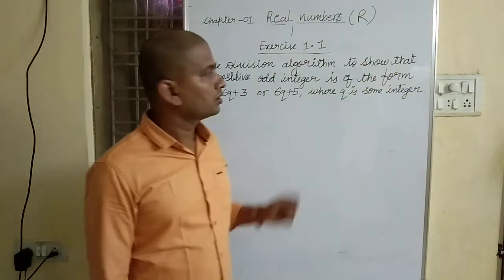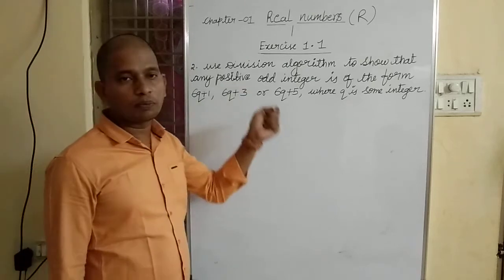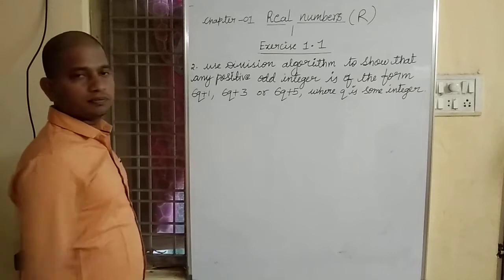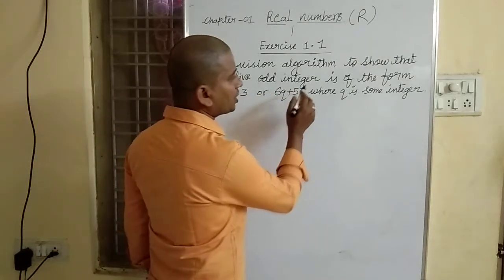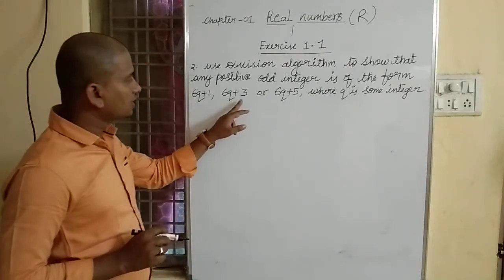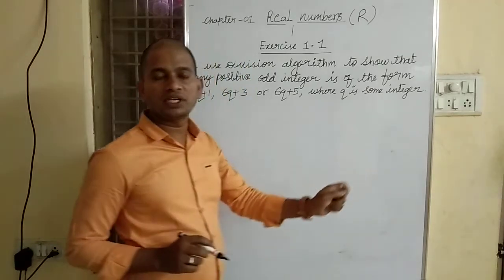Hi everyone, continuation to our previous video on exercise 1.1, second question. Use division algorithm to show that any positive odd integer is of the form 6q plus 1, 6q plus 3 or 6q plus 5, where q is some integer.